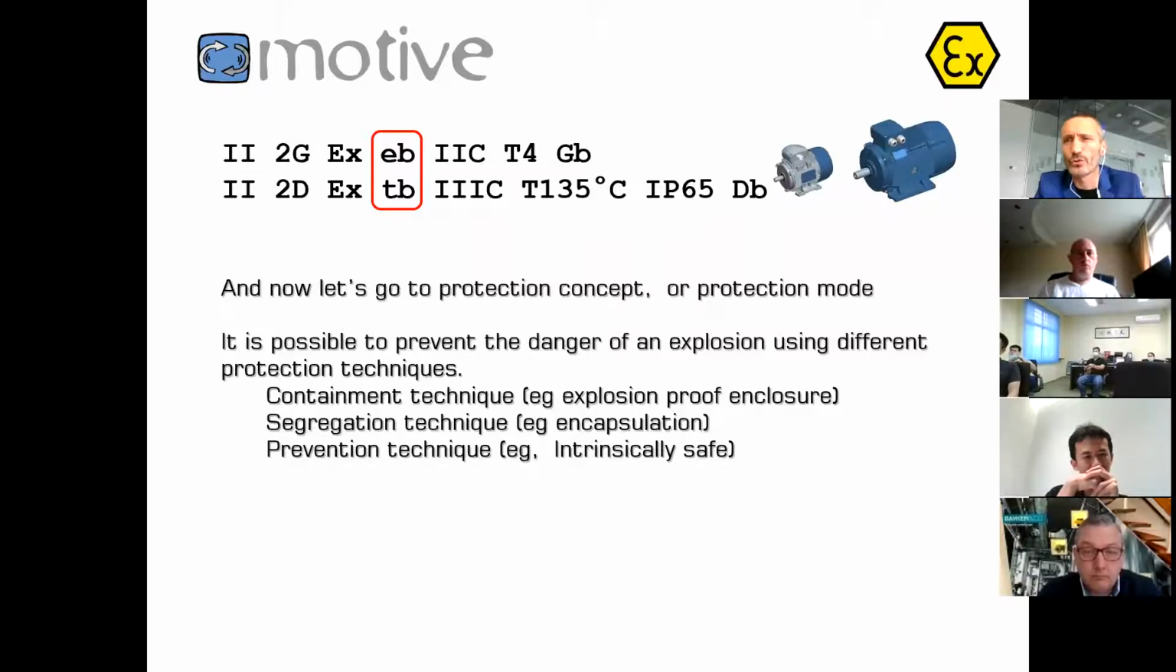And here we go to the most mistaken writings in motor nameplates. What do these EB or TB mean?